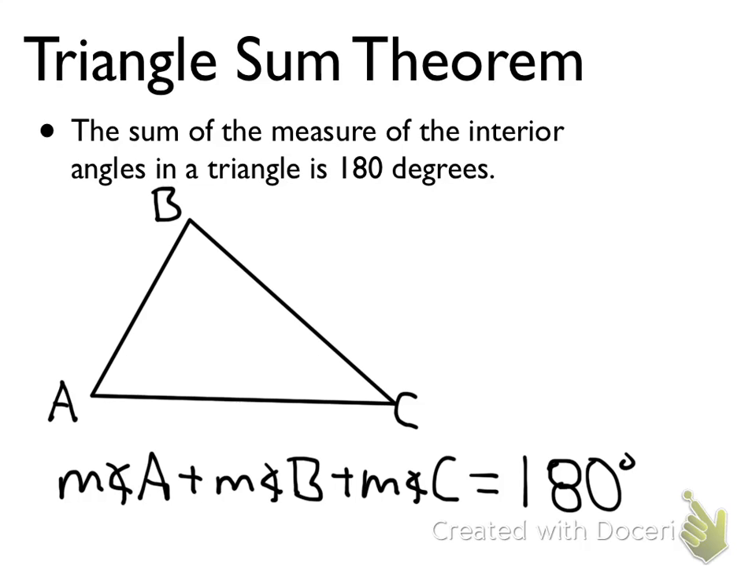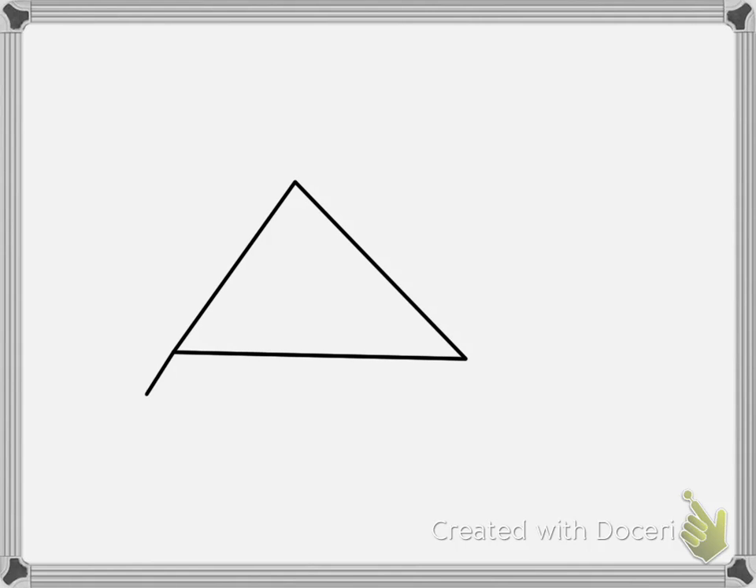Now, before you go on and start solving problems with it, where does it come from? We're not just making up this 180 degrees number. There's actually a basic proof we can look at to see how it works. So what we're going to do is we're going to create a triangle. I'm still going to label A, B, and C.